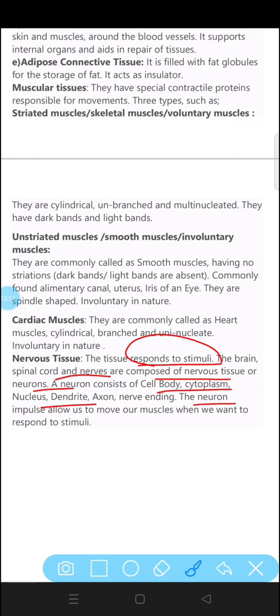The neuron impulse allows us to move our muscles when we want to respond to stimuli. So whatever actions we are performing, that is because of our nervous tissue. So that's all about tissue.